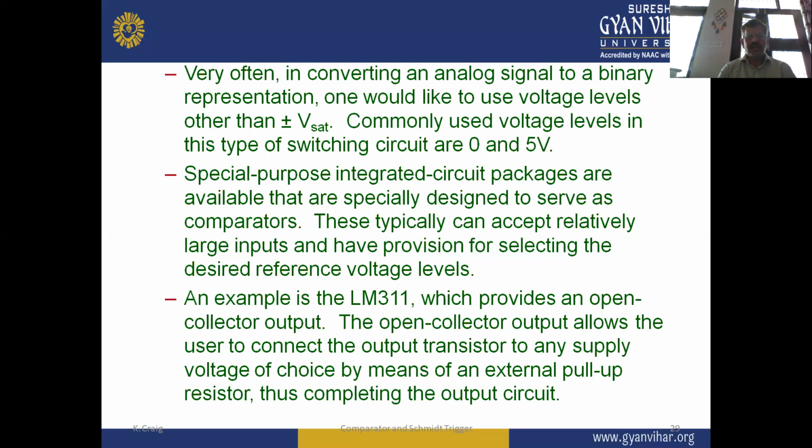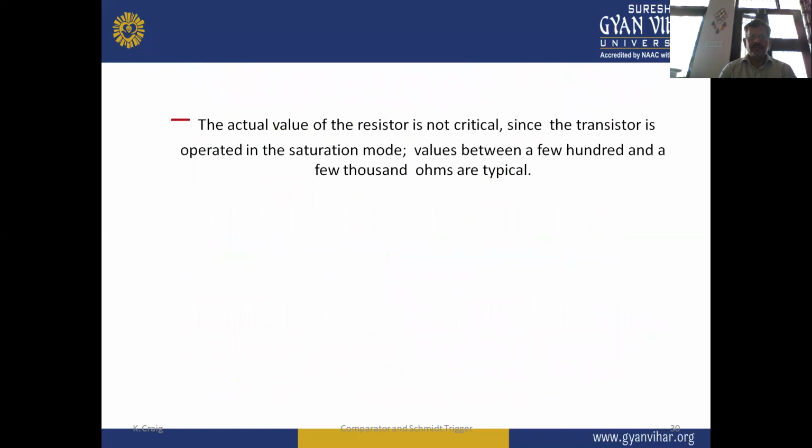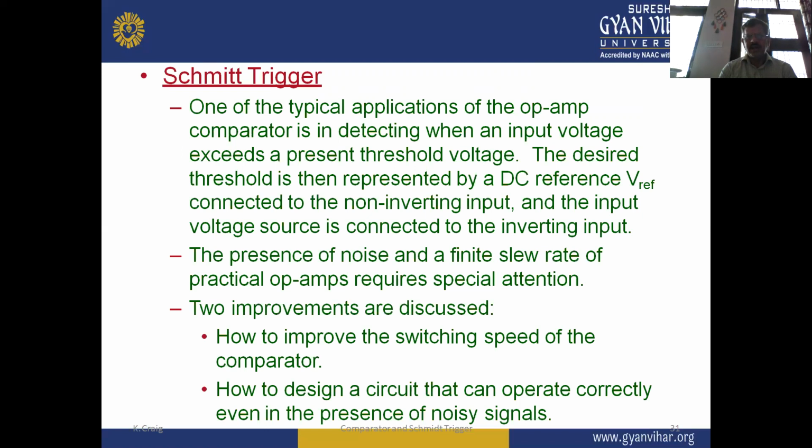An example is the LM311, which provides an open collector output. The open collector output allows the user to connect the output transistor to any supply voltage of choice by means of an external pull-up resistor, thus completing the output circuit. The actual value of the resistor is not critical since the transistor is operated in the saturation mode, and values between a few hundred and a few thousand ohms are typical.